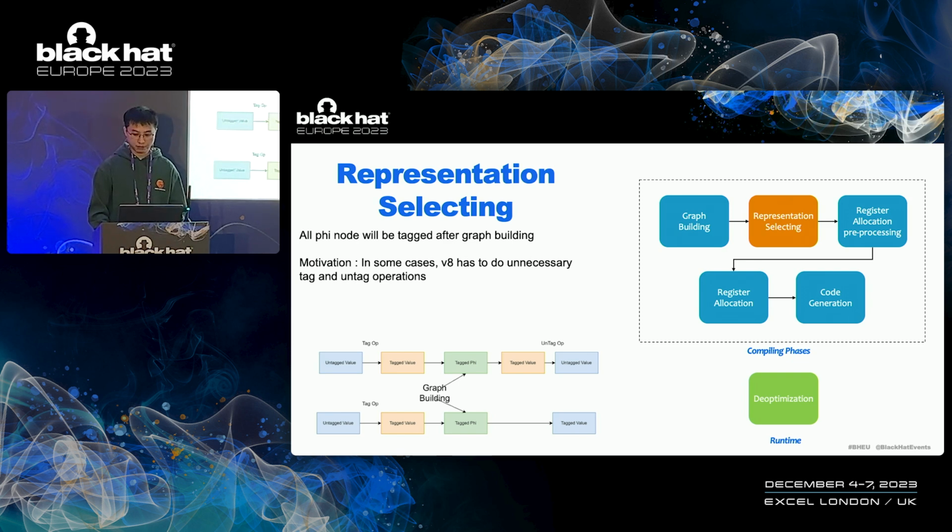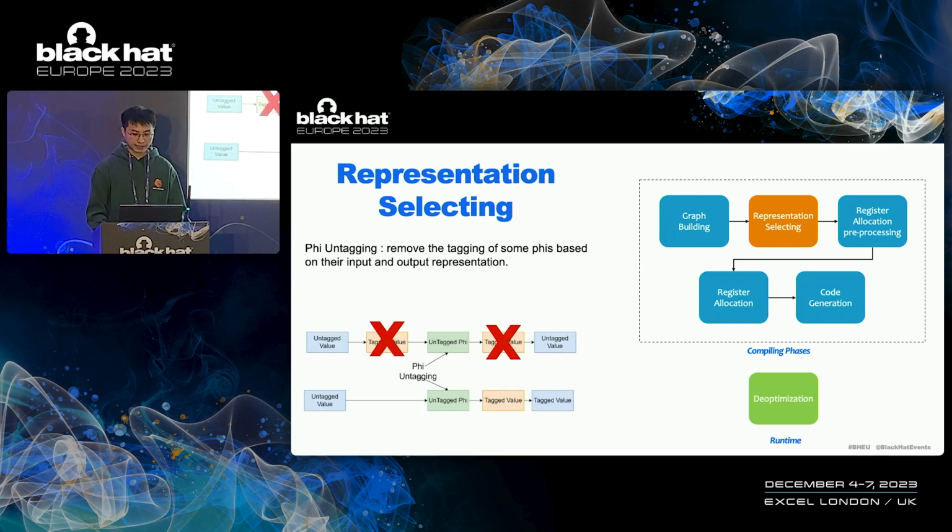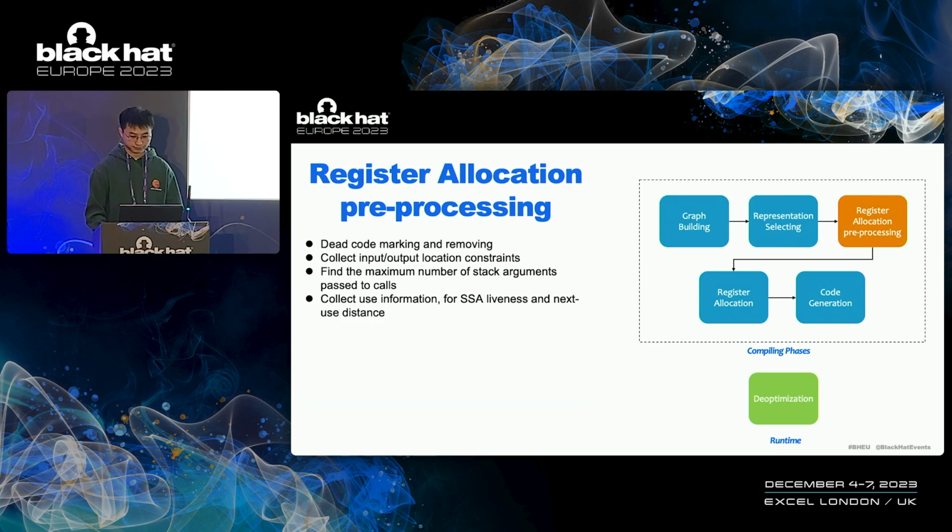Representation selection is prepared for phi and tagging. After the graph construction, all phi nodes are tagged. However, in some situations, if both the input and output values are untagged, the Maglev compiler will do unnecessary operations. Therefore, Maglev introduces untagged phi to address this issue. It identifies the types of the inputs and analyzes cases where both the input and output are untagged. Then it converts tagged phi nodes to untagged phi nodes to avoid useless operations.